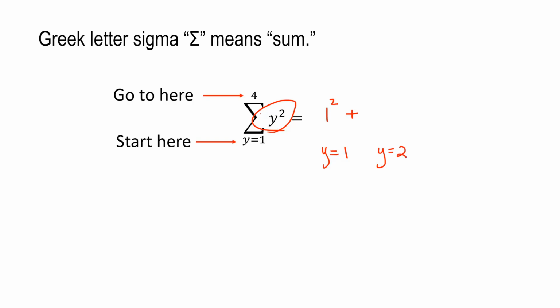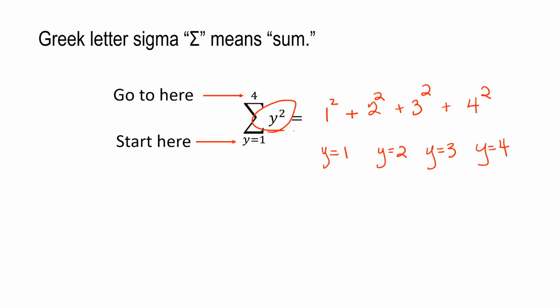When y equals 2, our term is 2 squared. Now we're going to go up to y equals 3. When y equals 3, our term is 3 squared. And now we'll go up to y equals 4, which is where we're going to stop. And when y equals 4, our term is 4 squared. So the summation just tells you as y goes from 1 up to 4, one at a time, you're going to add this thing, y squared.